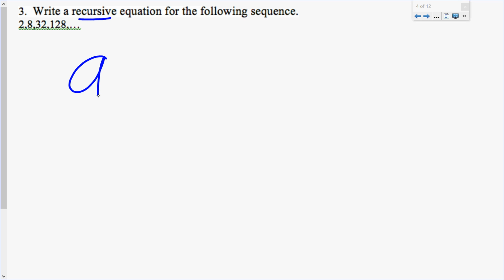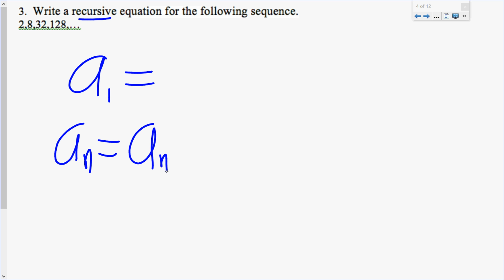Recursive a1 equals, an equals an minus 1. a1 is 2. What's the pattern here? What am I doing to the previous term? Well, I'm multiplying by 4 is the pattern here. Times 4, times 4, times 4. So I'm taking the previous term and I'm multiplying it by 4.